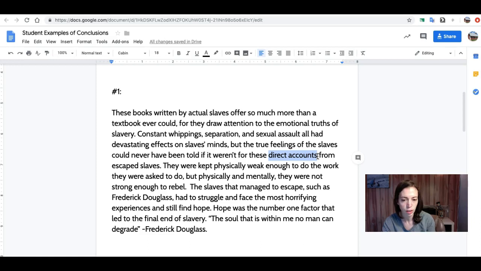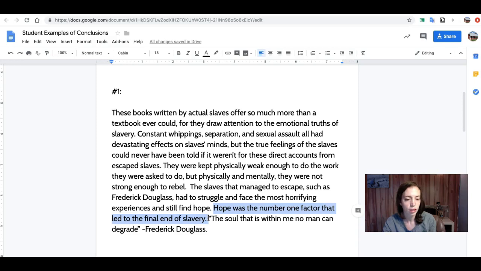These are the truths that come out when we're actually able to encounter primary sources, which is important. Okay. And then he mentions Frederick Douglass, which I'm sure he used in his essay. Frederick Douglass had to struggle and face the most horrifying experiences and still find hope. And then here's a great so what. Hope was the number one factor that led to the final end of slavery.